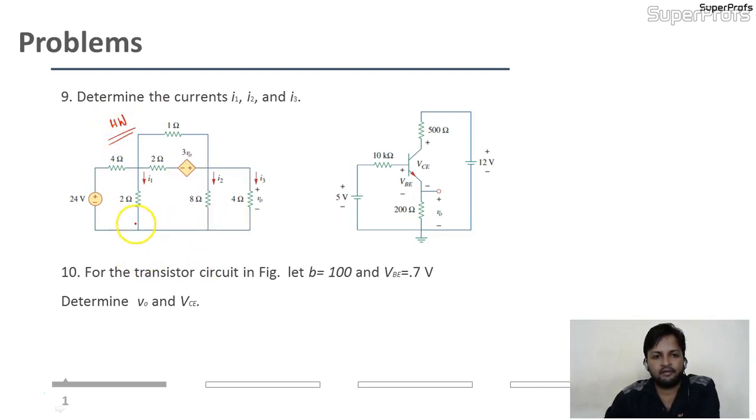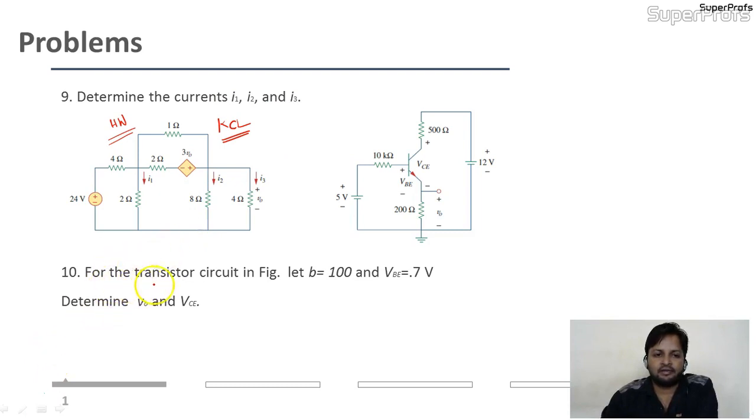Find this out, okay? You can apply KCL over here, nodal analysis. By nodal analysis, you can easily do it, okay? And the question is asking for I1, I2 and I3, and I1, I2 and I3 are given with directions, okay?